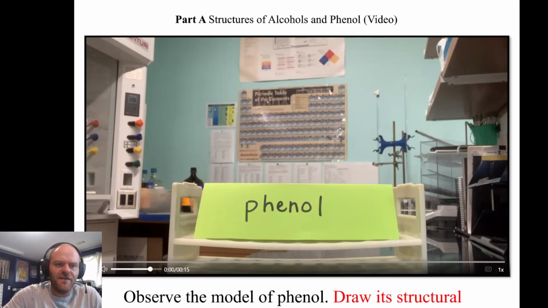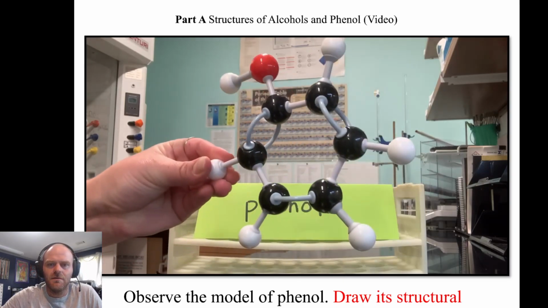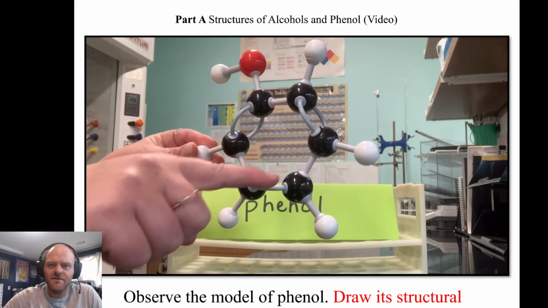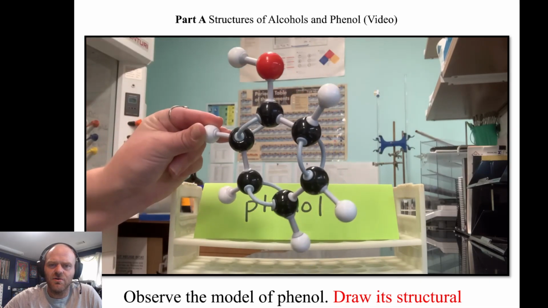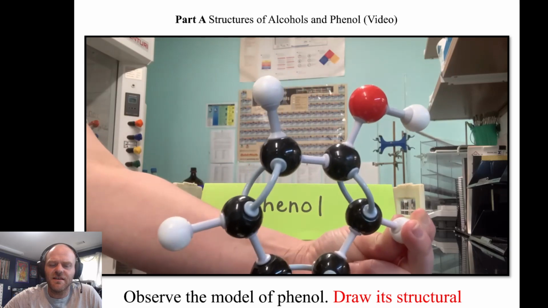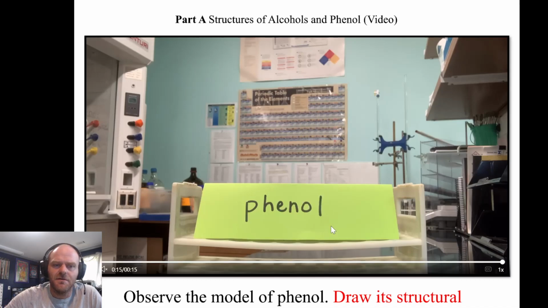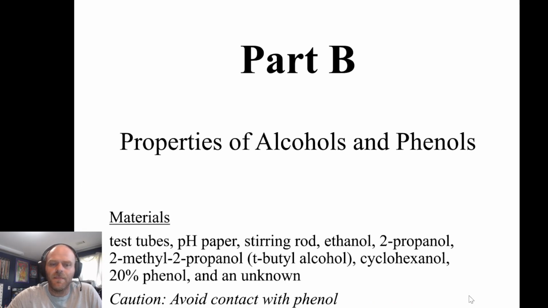All right, so now phenol. And those are double bonds, so we call this a benzene ring. Conjugated double bonds. They kind of share electrons through the whole ring, and it makes the chemistry of a phenol much different than other molecules. All right, so that will get you through part A.